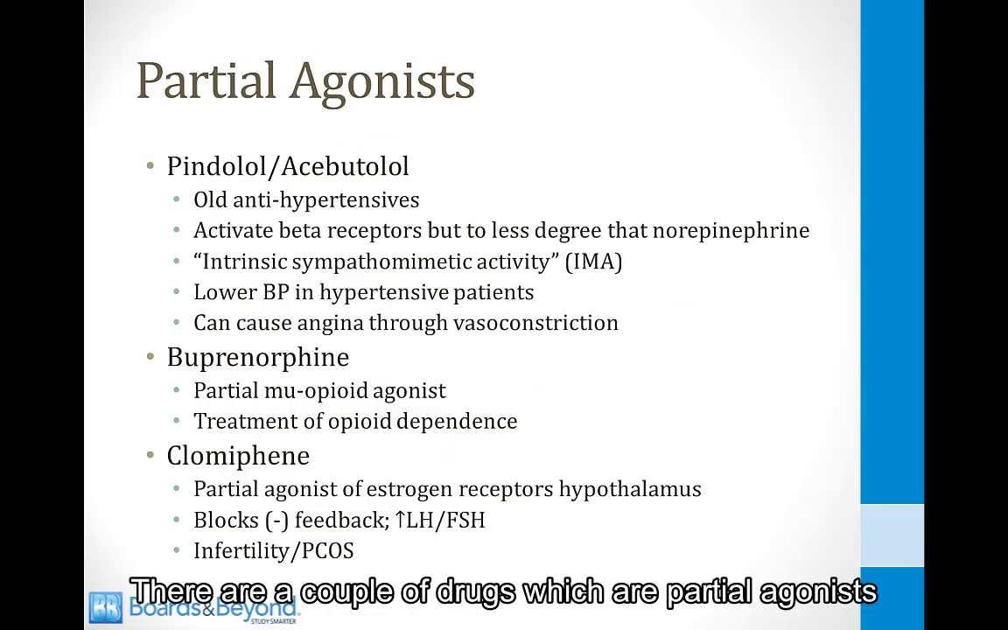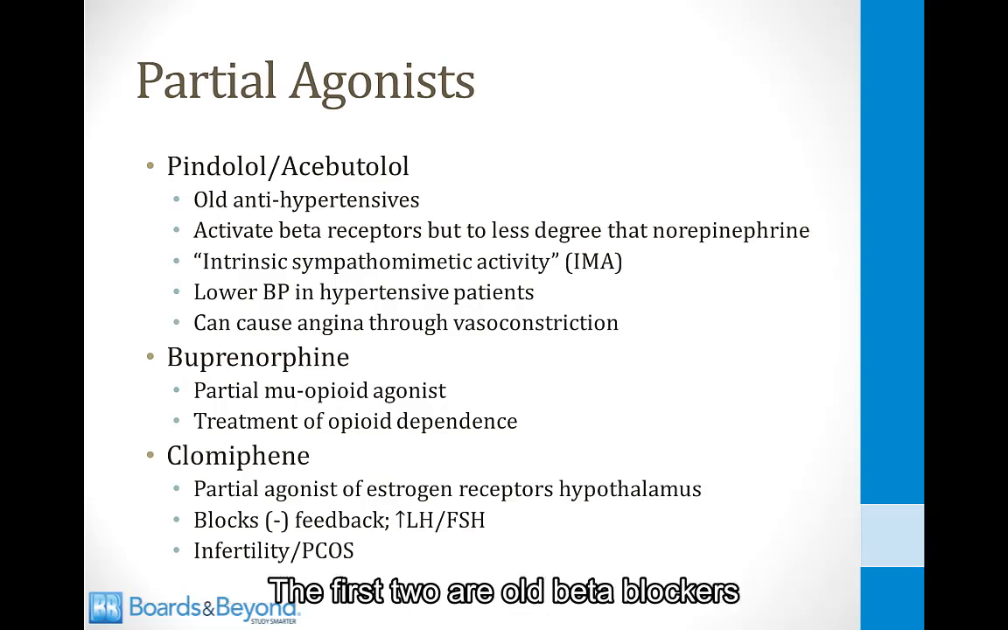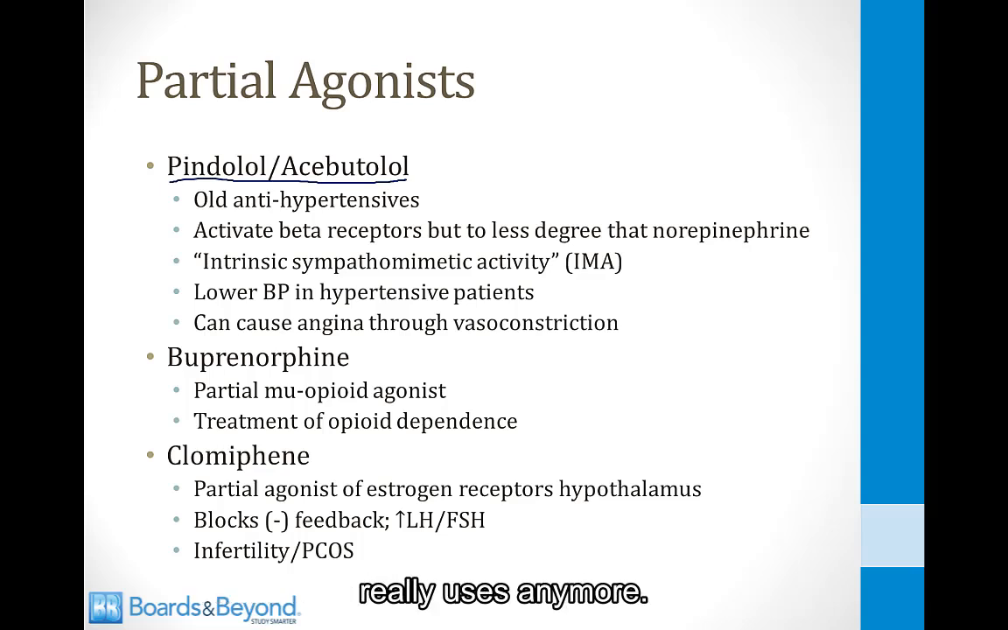There are a couple of drugs which are partial agonists, and that's why these are discussed in pharmacology. The first two are old beta blockers called Pindolol and acebutolol. These are old antihypertensives that nobody really uses anymore.